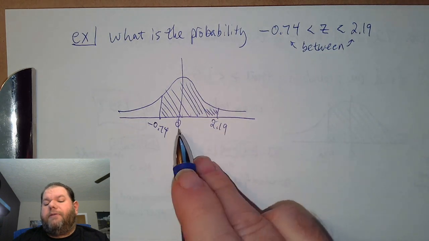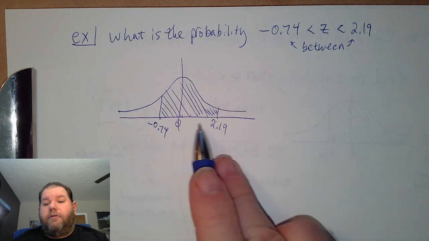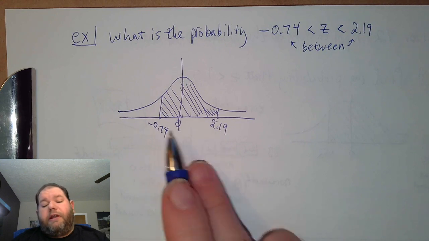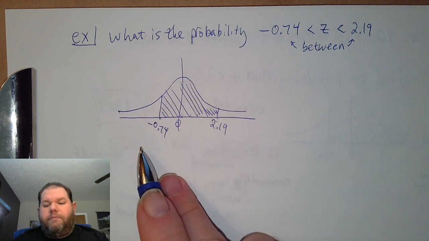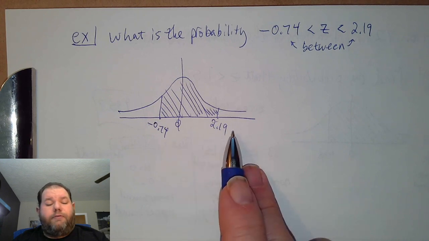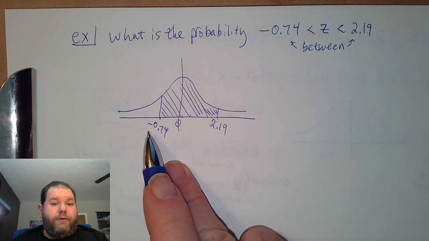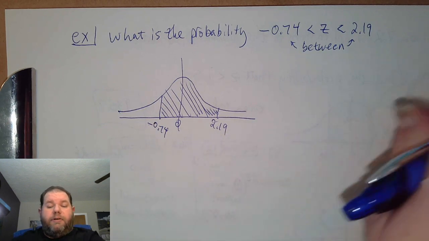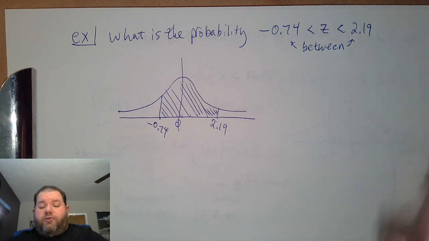Again, zero's in the middle, so we know the negative number's to the left and the positive number's to the right. And while we don't have to be perfect as far as where we plot them, we would want to show that 2.19 is further to the right than negative 0.74 is to the left. Roughly 2 to 3 times as far. But like I said, the drawing doesn't have to be perfect.